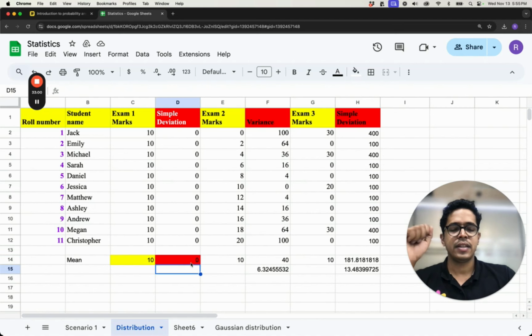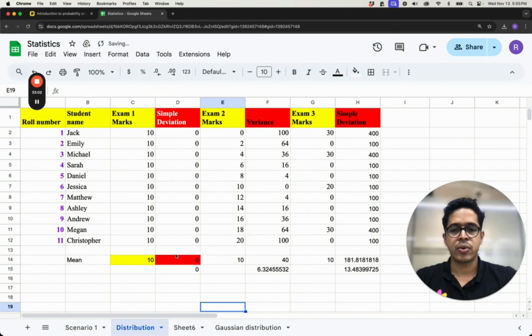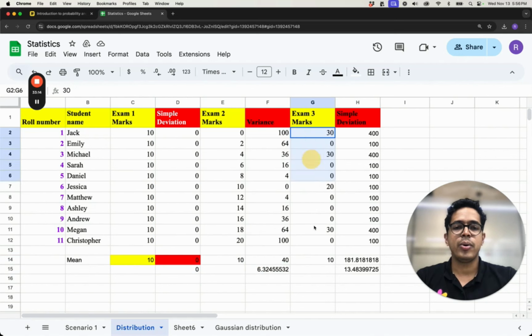The standard deviation in the first example was 0 because the square root of 0 is 0. So here I will write: the first number is variance, the second number is standard deviation. Variance, standard deviation. Now, how about this exam 3?